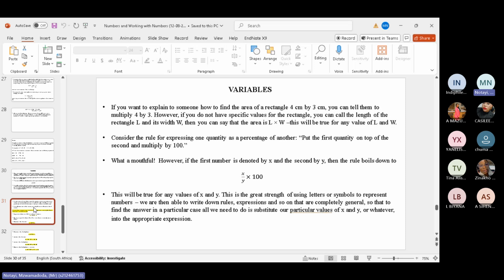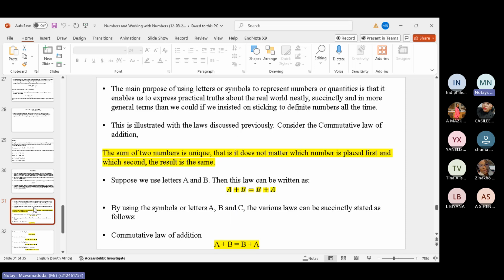Okay. The main purpose of using letters or symbols to represent numbers or quantities is that it enables us to express practical truths about the real world neatly, succinctly, and in more general terms than we could if we insisted on sticking to definite numbers all the time. So this is illustrated with the laws that we have discussed earlier.